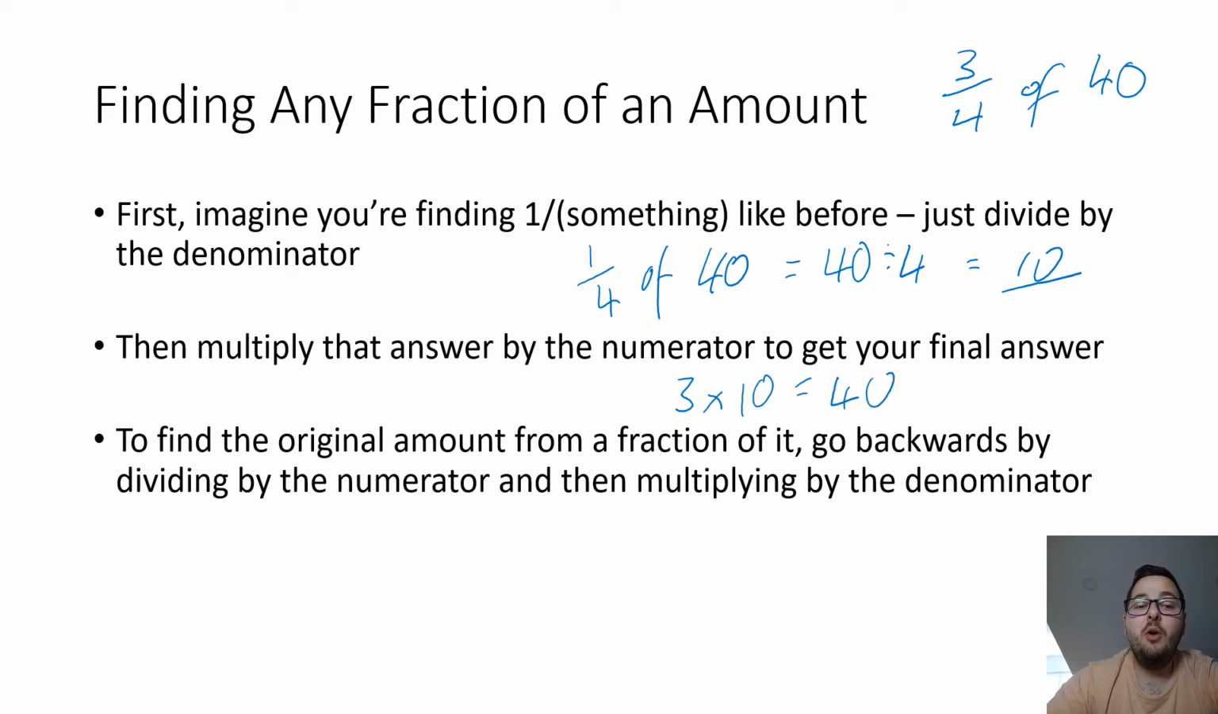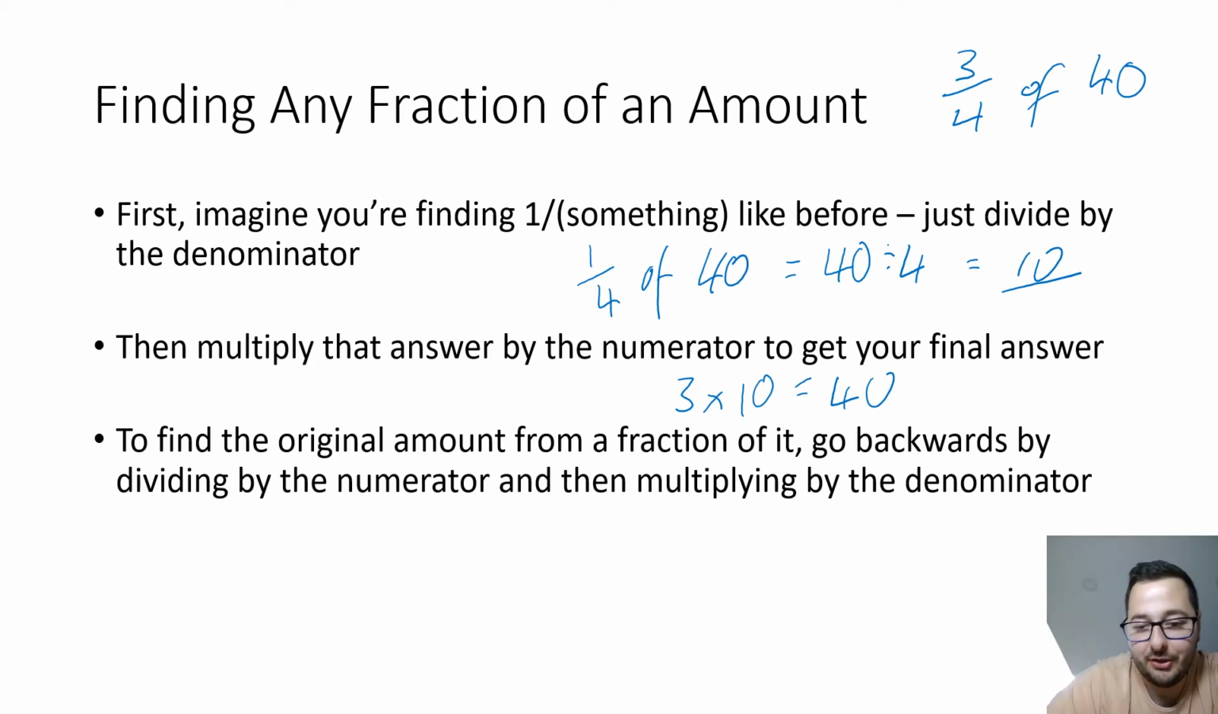And then if you wanted to go backwards, so to find the original amount from a fraction of it, you go backwards. So first you divide by the numerator and times by the denominator. Okay, so we've been going forwards. To find a fraction of something, you divide by the denominator, then times by the numerator. But to go backwards, you divide by the numerator and times by the denominator.